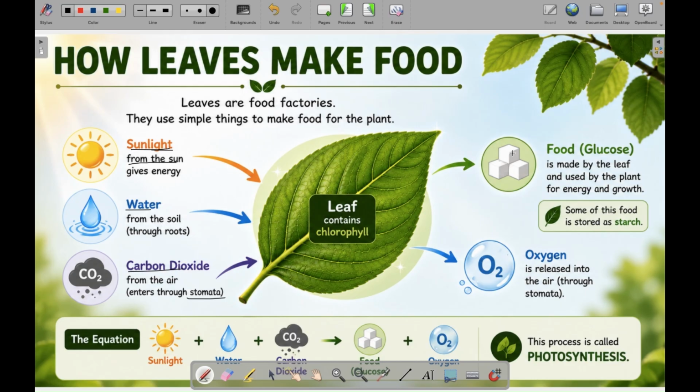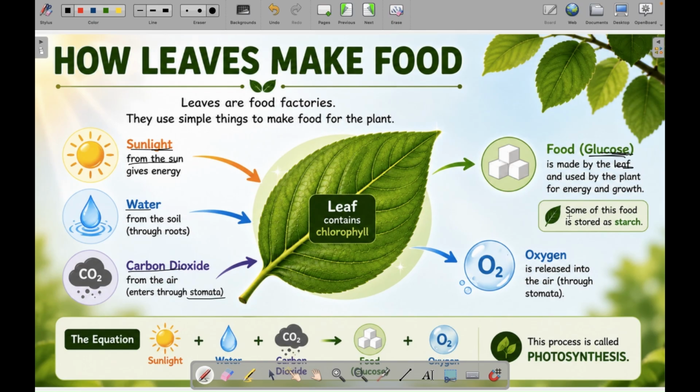What is food? Food is known as glucose. So the food prepared by plants is known as glucose. It is made by the leaf and used by the plant for energy and growth. It is the same thing that we consume as well. Glucose is an instant source of energy. This food is made by the leaf and then transported back to other parts of the plant, wherein they use it for growth and other life processes.